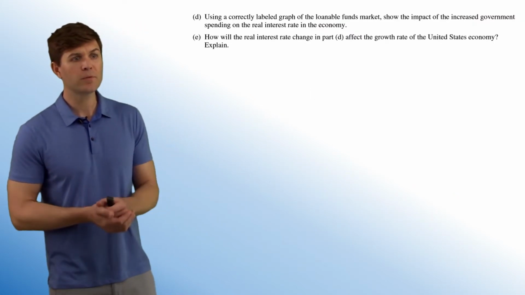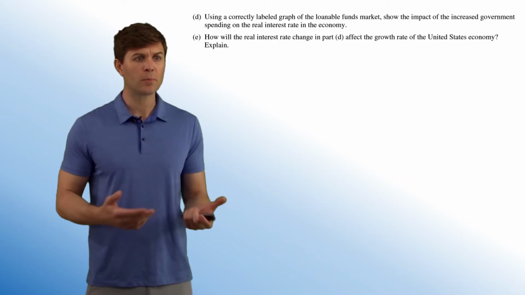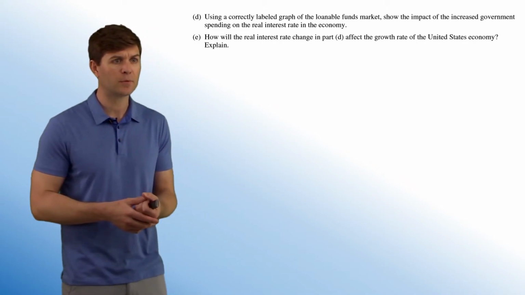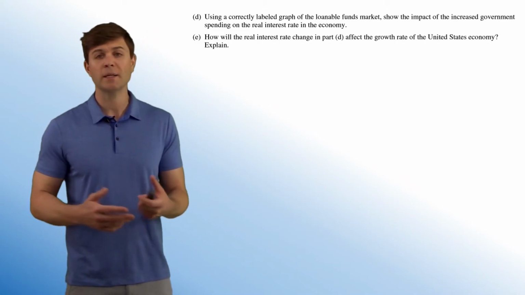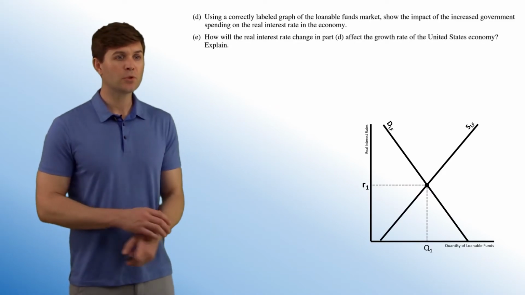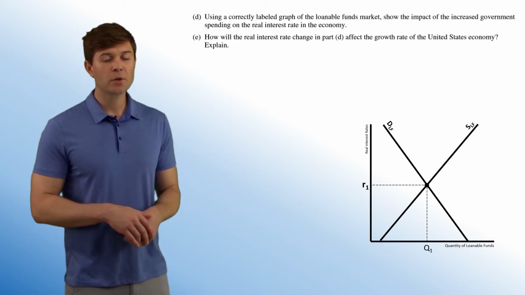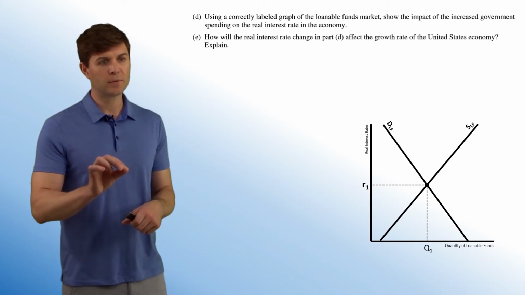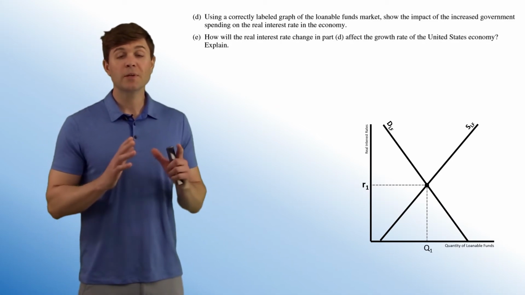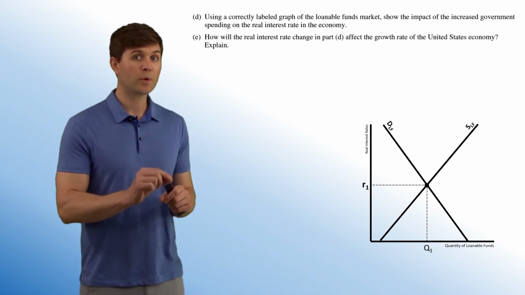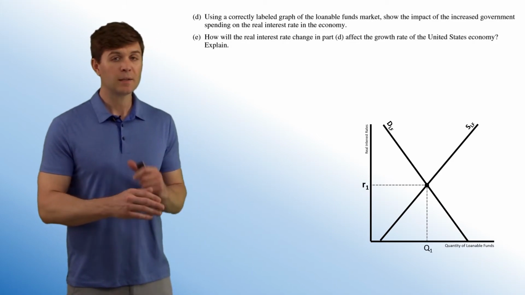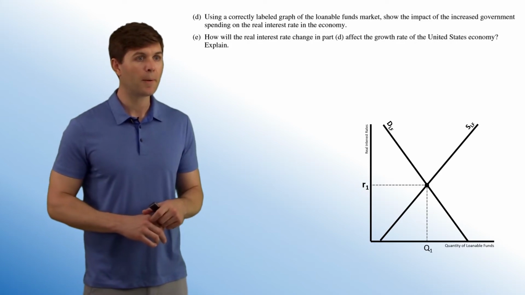All right, moving forward, using a correctly labeled graph of the loanable funds market, show the impact of the increased government spending on the real interest rate in the economy. So you have to put your loanable funds market out there. Typical supply and demand curve, you could add the demand for loanable funds, the DLF there. But the key part of this graph is you want to make sure you have real interest rates on the vertical axis. That's one of the key points that they're going to be looking for.